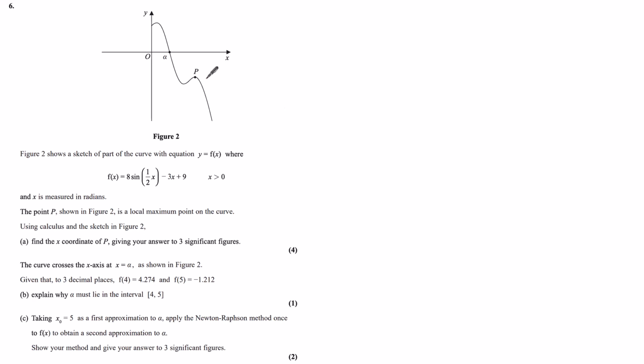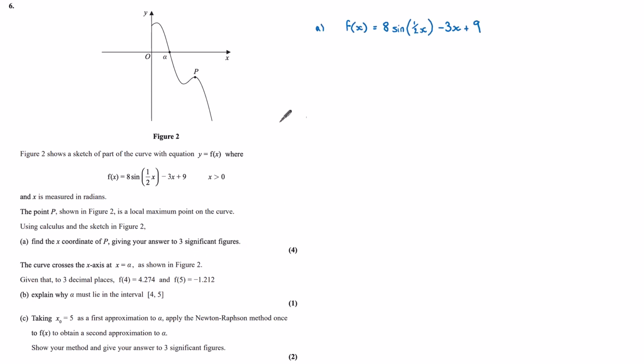Question 6. Figure 2 shows a sketch of part of the curve with equation y equals f of x, where f of x is 8 sine half x minus 3x plus 9, where x is greater than 0, and x is measured in radians. So let's make sure our calculator is in radians. The point P shown in figure 2 is a local maximum point on the curve. Using calculus and the sketch in figure 2, find the x-coordinate of P, giving your answer to 3 significant figures.